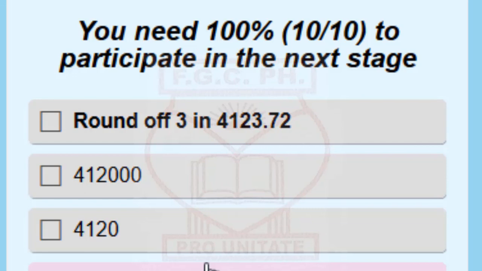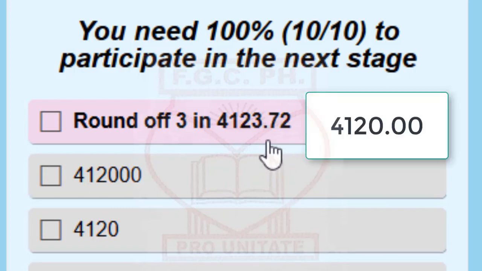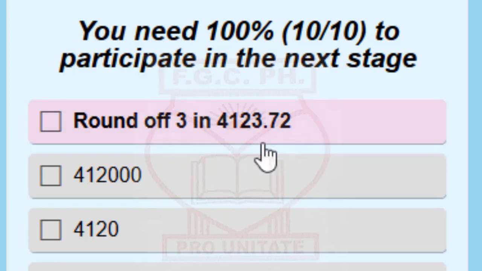Round off 3 in 4123.72. 3 should be rounded down, so we got 4120.00. So the 0.00 goes. So we have 4120, and that's it.